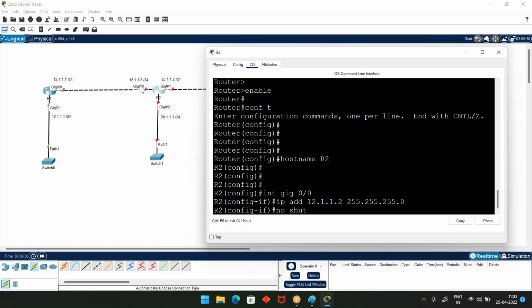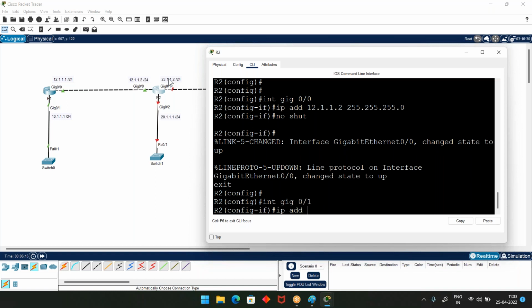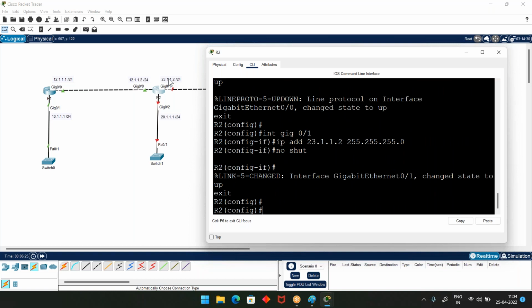Then subnet mask, no shutdown, exit. In the gigabit 0.1, let's configure the IP address: 23.1.1.2. Then the subnet mask, no shutdown, exit.